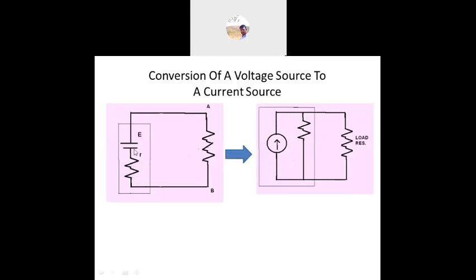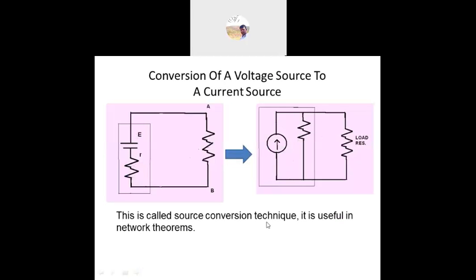The voltage source is indicated by the AC symbol, and the current source is indicated by this symbol. This is called the source conversion technique. It is useful in network theorems. When solving problems, if we want to convert a current source to a voltage source, then we place the resistor in series with it.